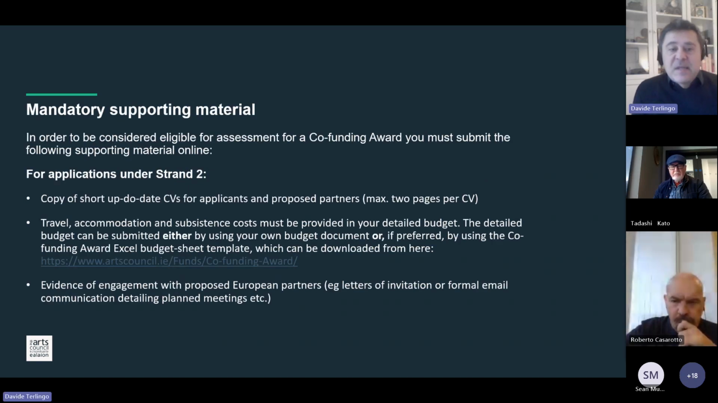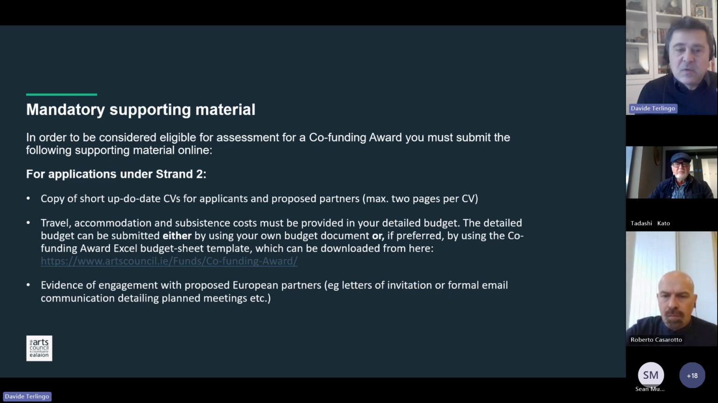The mandatory supporting material for Strand 2 is again a bit simpler: a copy of an up-to-date CV for the applicants and the proposed partners. If the applicant and the partners are intended as organizations, you can just provide a link to your and the other partners' organization websites. That is just to help us understand who the organizations and people involved in these discussions are, as we might not be familiar with organizations based abroad.